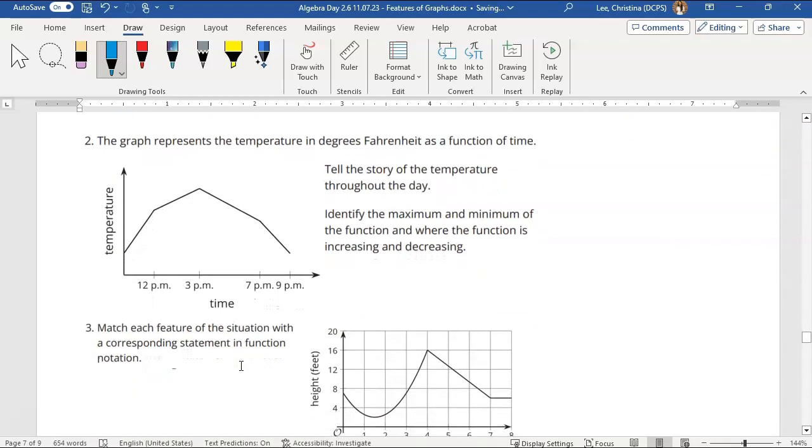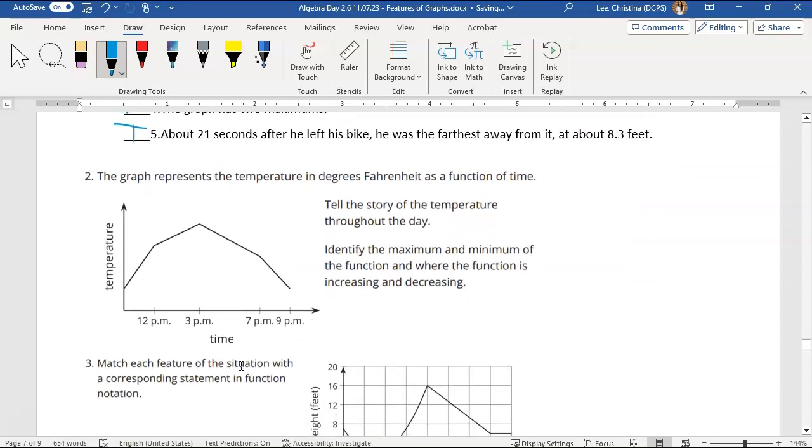Number 2, the graph represents the temperature in degrees Fahrenheit as a function of time. So here's time on our x-axis, and the temperature is what's changing. Tell the story of the temperature throughout the day. Identify the maximum and minimum of the function and where the function is increasing and decreasing. So we're going to say, thinking about what time is here, this is probably around 9 a.m., right? Based on these increments, maybe a little bit less. It's not marked very well here.